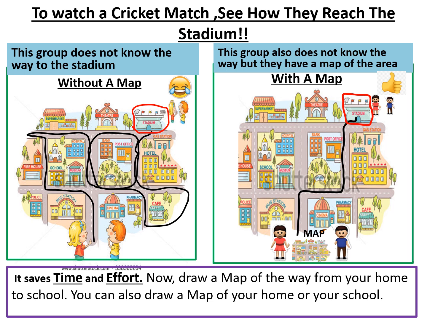So see the group who does not have a map, how they are going round and round and round till they reach the stadium. But the other group who had a map went straight towards the stadium. So, maps help us a lot while traveling to an unknown place. Now draw a map of the way from your home to school.